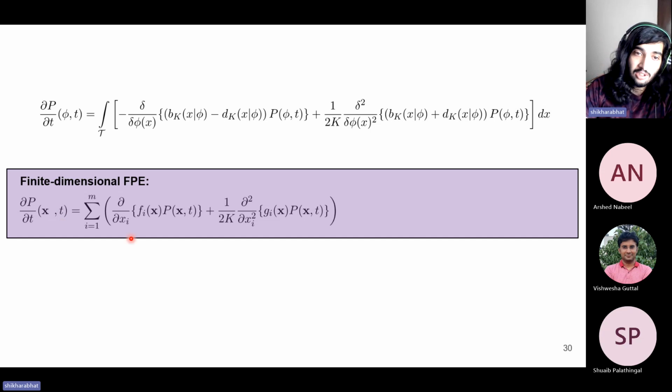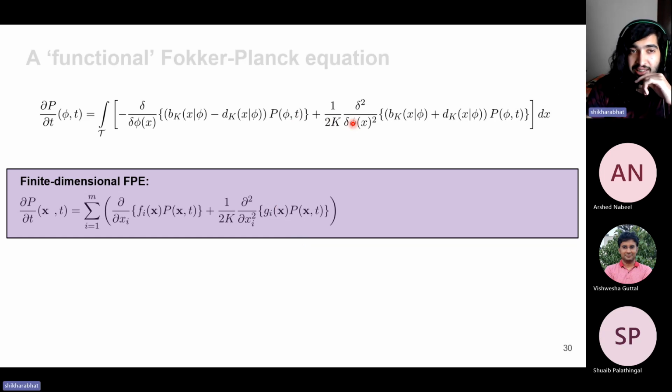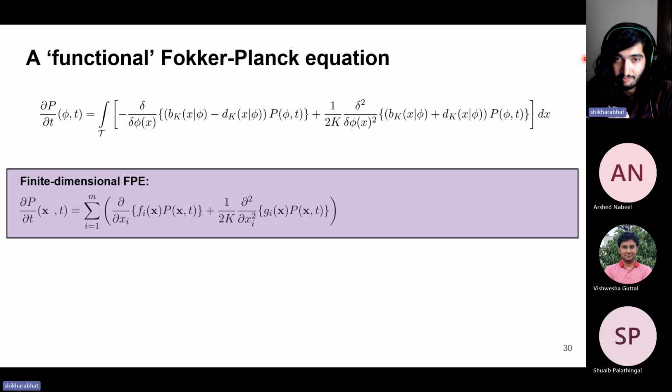And this Fokker-Planck equation looks like summation of the first derivative of some function f times p plus the second derivative times some function g. And I assume that g is of the form something by k. This is just to make the constant factors explicit. So this looks like a functional Fokker-Planck equation. Informally, if I take the number of dimensions to infinity in this finite dimensional Fokker-Planck, I should get what this is.